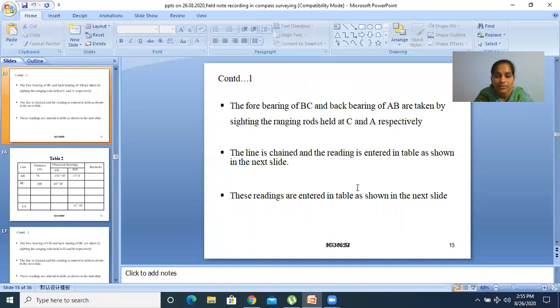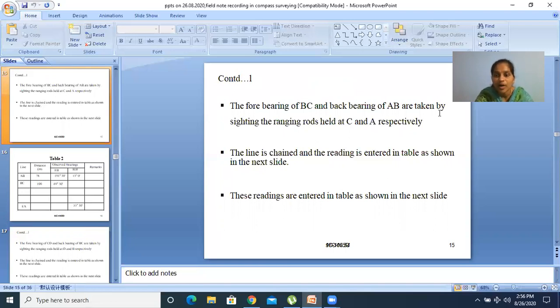Okay. Then after station A, you can shift your instrument to the next station, which is B. You can shift the instrument to B, and then you can level at that B station. After leveling, you can take the bearings. What are the bearings we will take from B station? There are also two bearings: one is the forebearing of BC, another one is the back bearing of AB. From station B, we will take two bearings, that is the forebearing of BC line and back bearing of AB line.